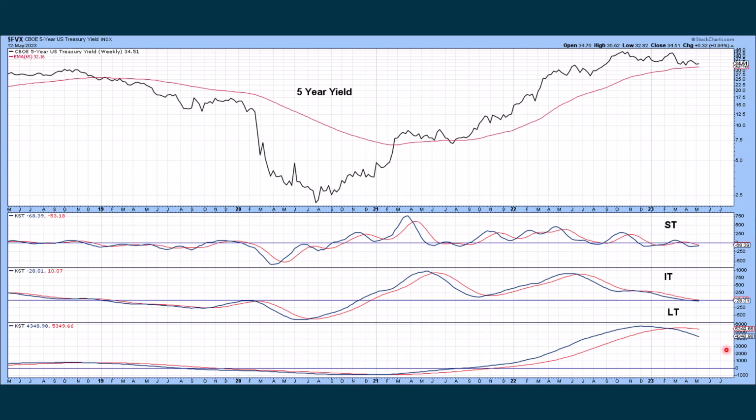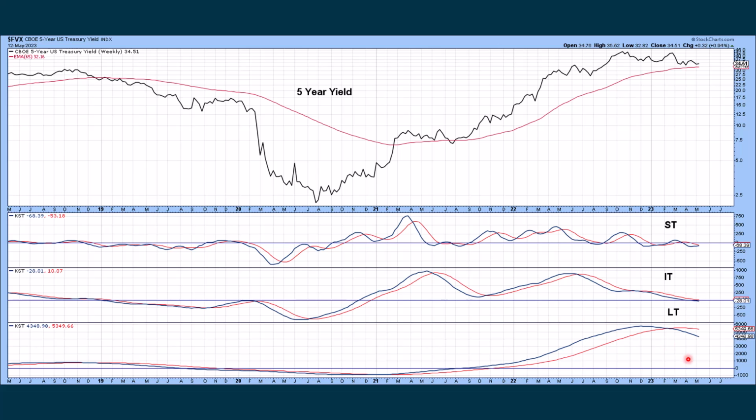We also look at another weekly chart of the 5-year yield. It's still above this moving average. In the short term, we're trying to cross over back positive. We're just about on top of the moving average in the intermediate term, and we still continue to be negative in the long term.